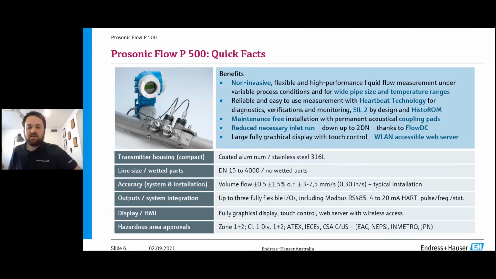And it comes with a wireless LAN capability as well, which makes it really easy to install, commission and operate the device. You can see the features of the device here, with line sizes from DN15 to 4000. And of course it doesn't come with any wetted parts because it's a non-invasive clamp-on meter. And you can see the HMI in the picture over there as well.